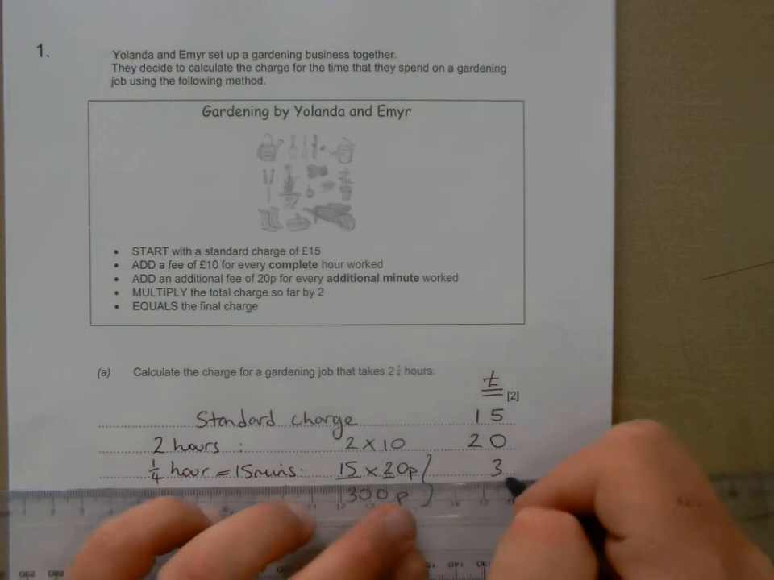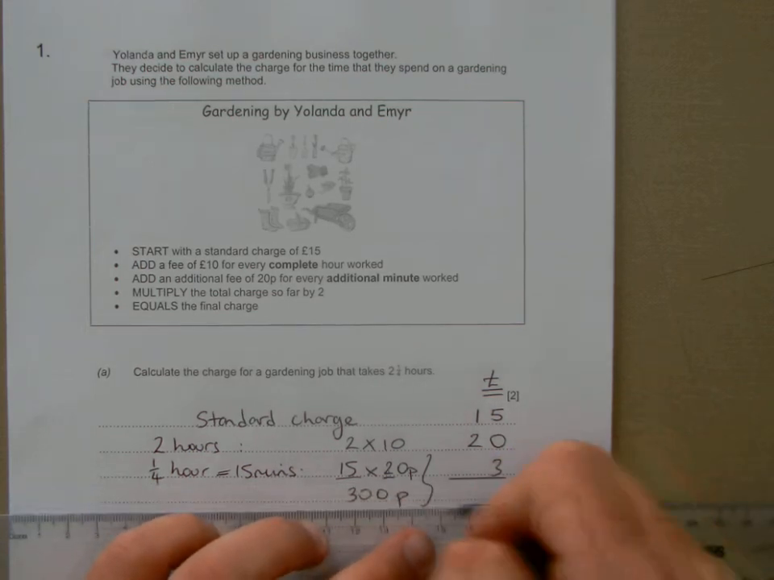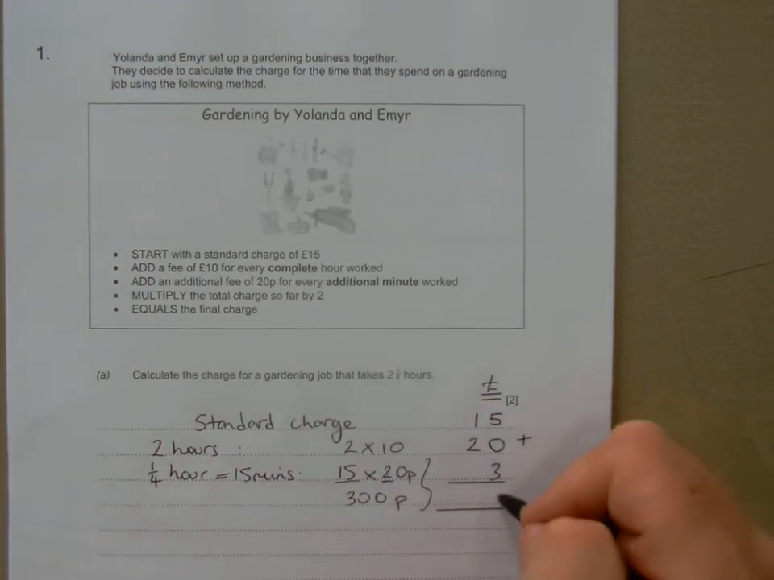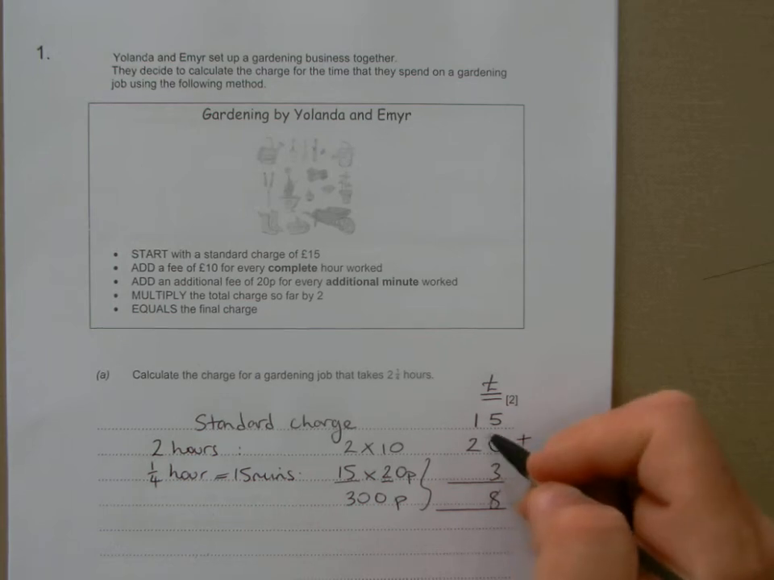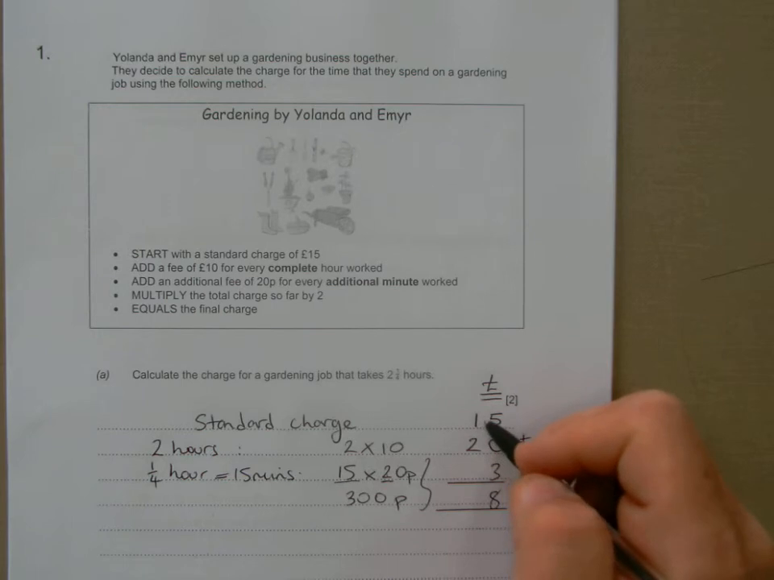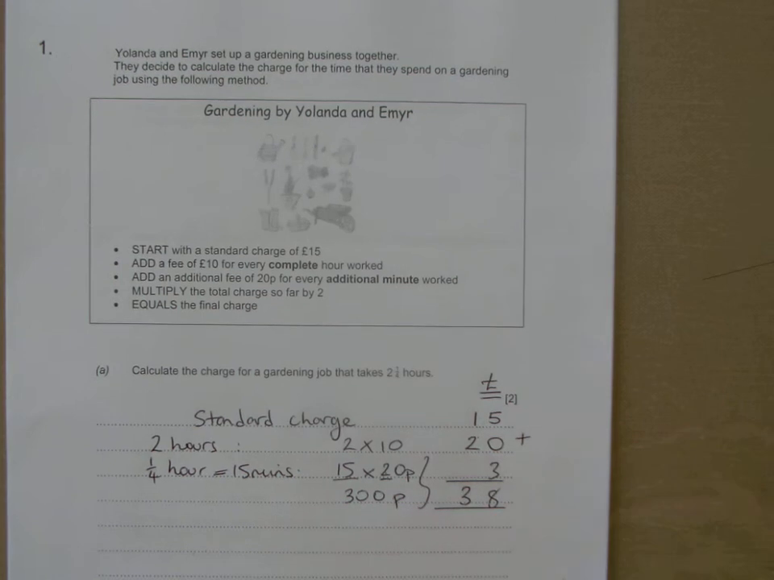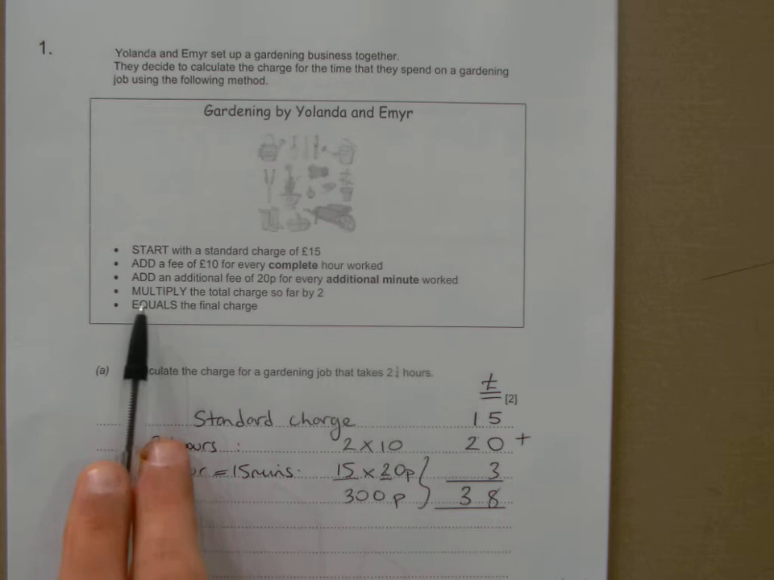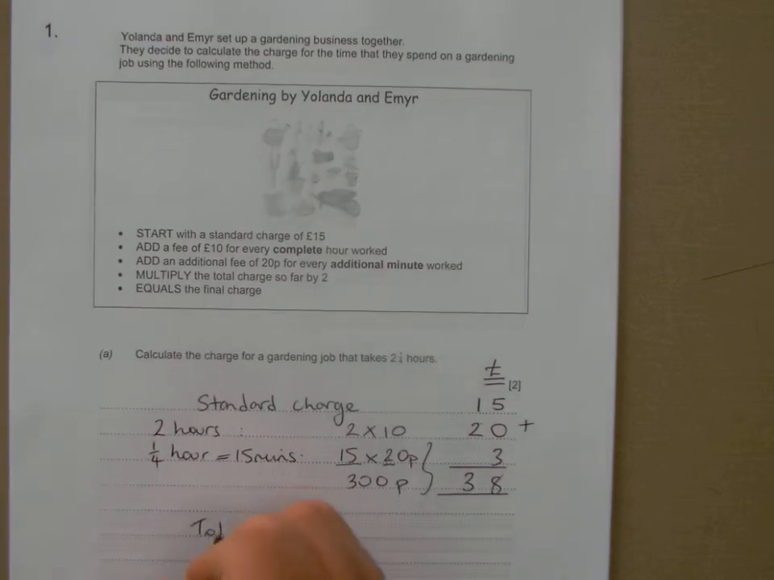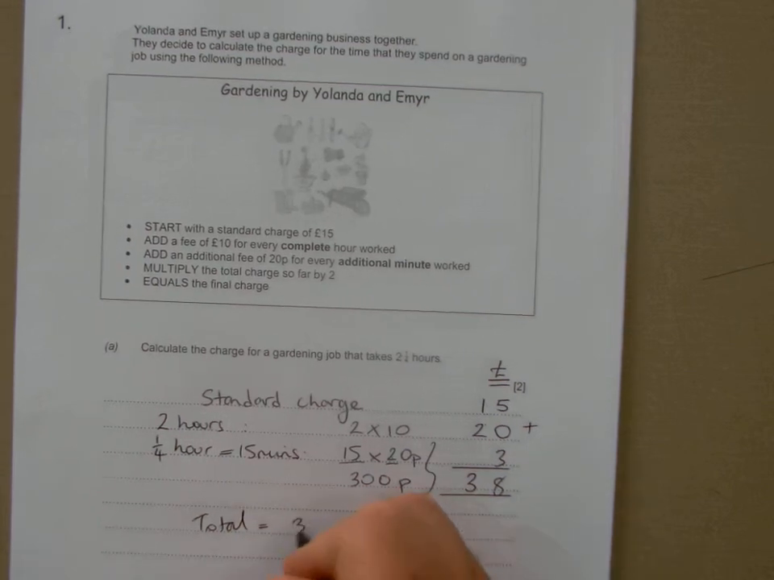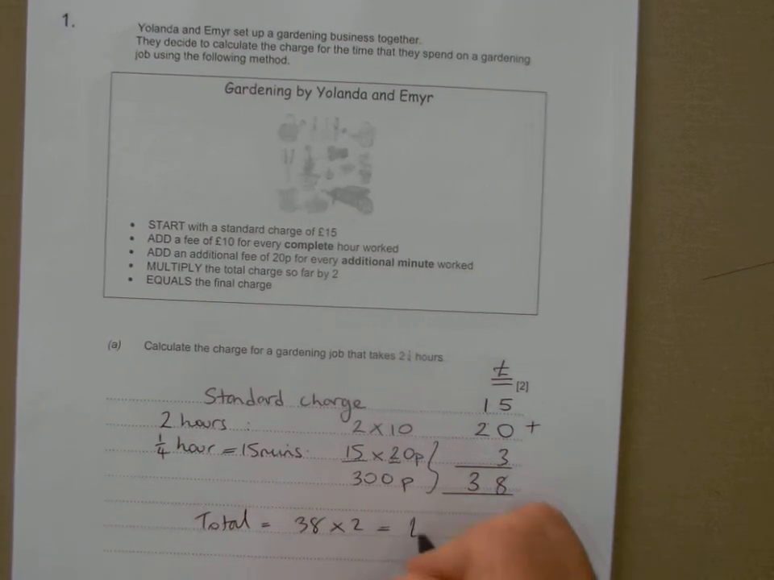So we can add them up to work out what we've got. Adding the units up becomes 8. Adding the tens up, 1, 2, 3, so £38. Now, it says in bullet point 4, multiply the total charge so far by 2. So the total bill will equal 38 times 2, and when I work that out, I get £76 as my final bill.